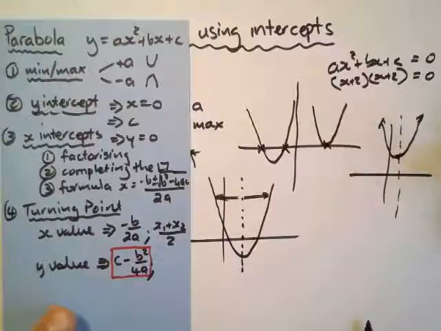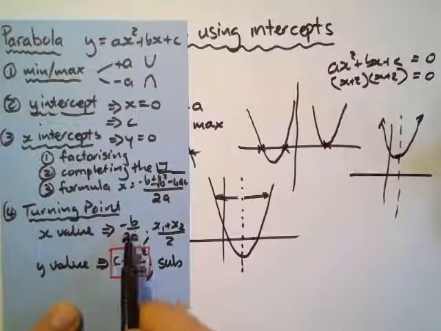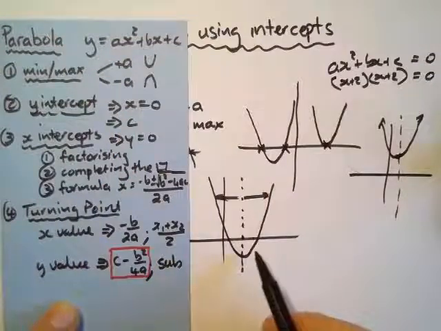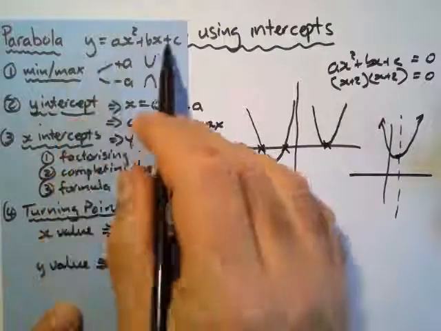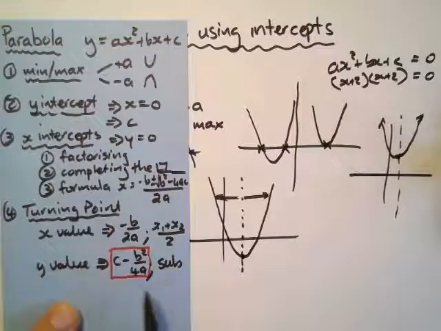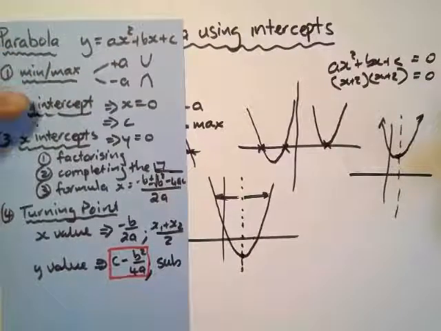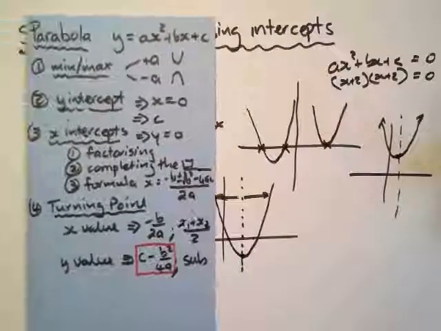The other way to do that is just to sub this x value back into your original equation. Because remember, you're going to have now an x value, and if you want to know what's the y value at that point, you just have to sub back into that value. And that will give us then all the answers that we need. So minimum, maximum, y-intercept, x-intercept, turning point. Please look at the examples to see exactly how we're going to do that then.